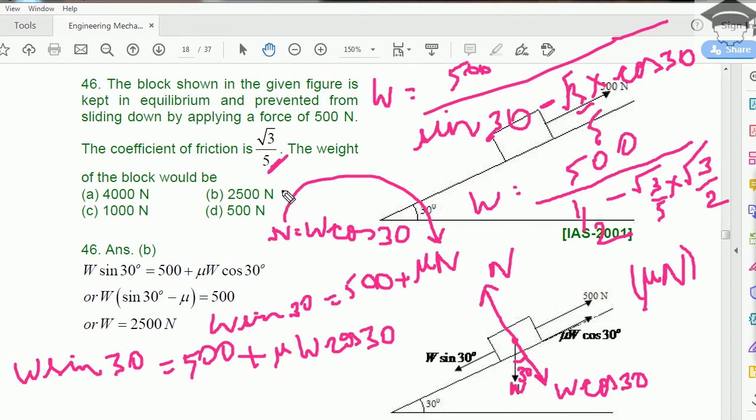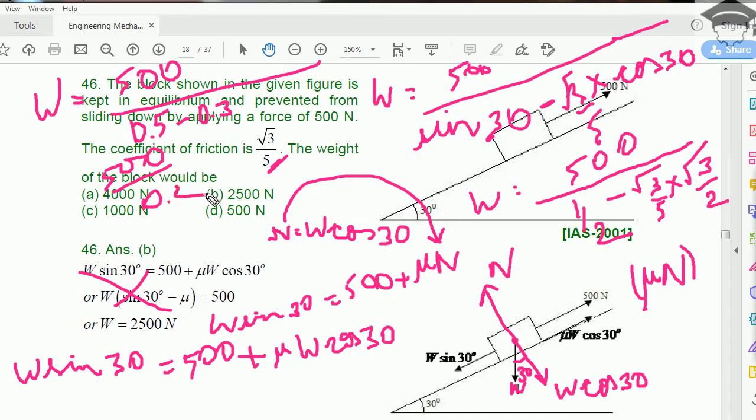Here they have done it wrong, so don't look at this. This is the correct approach. So 500 upon bracket sin 30 is 1 by 2 minus 3 by 10. If you solve this, it would be 500 upon 0.5 minus 0.3, that is 0.2. If you take it to 10 to 5, it will be 2500 newtons.